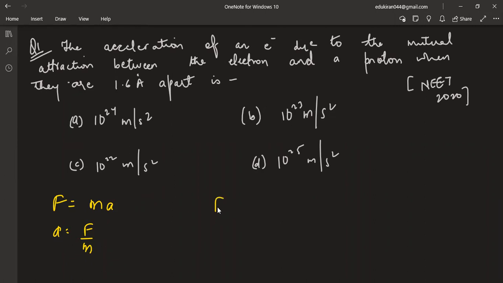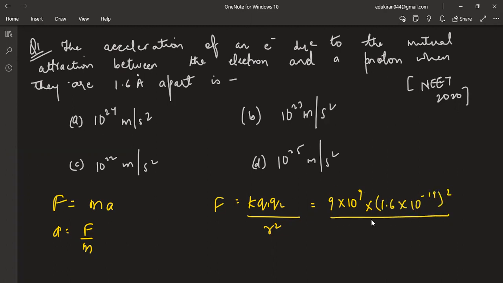What is force? F is equal to k q1 q2 divided by r square. That is the formula of Coulomb's law. So k is 9 into 10 to the power 9. Acceleration of electron due to mutual attraction between electron and proton. So charge on electron is also e, charge on proton is also e. So that will become 1.6 into 10 to the power minus 19 whole square divided by, what is the radius? 1.6 into 10 to the power minus 10 whole square.